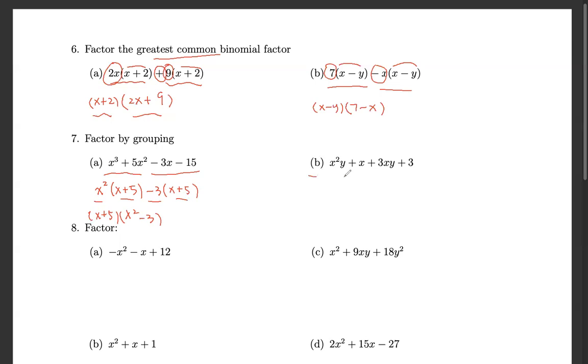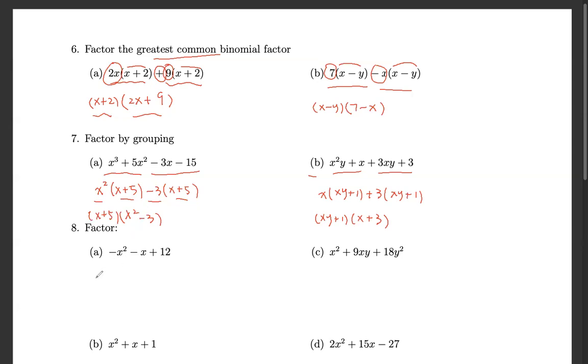Let's see B. Let's group those two, group those two. Common factor x. Then we have xy plus 1. Common factor of 3. We have xy plus 1. Now xy plus 1 is a common factor. So we have x left for the first one, plus 3 left for the second one. So now it's in factored form.